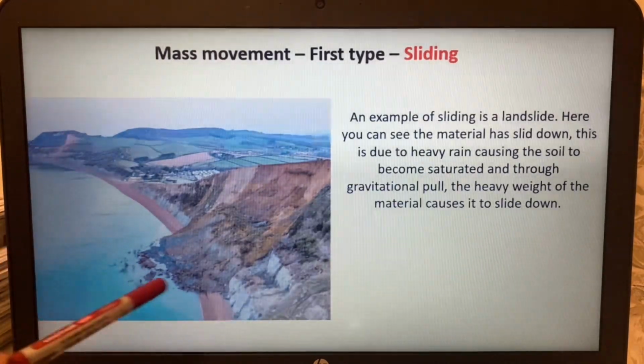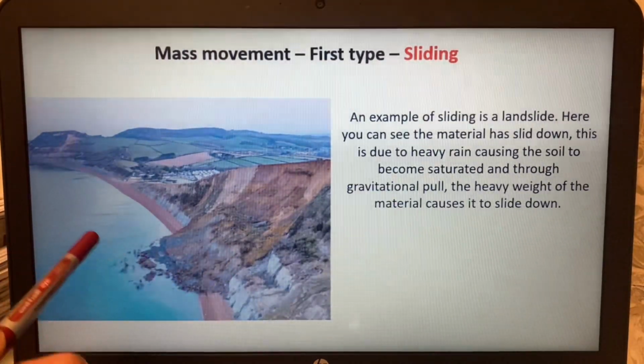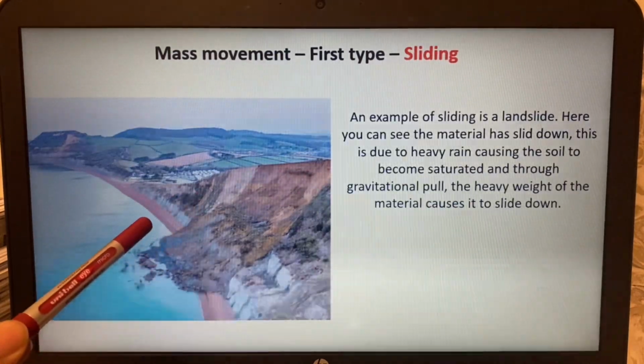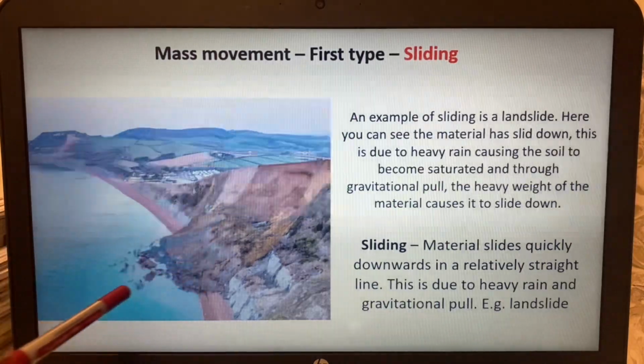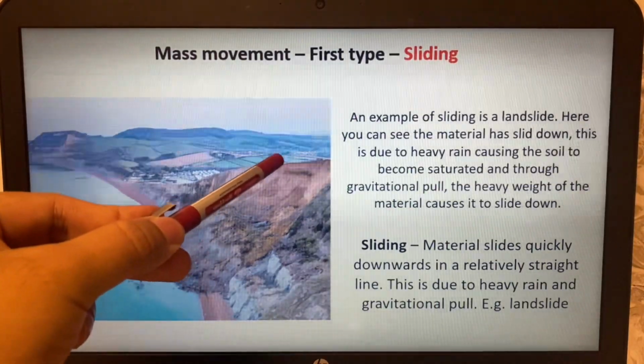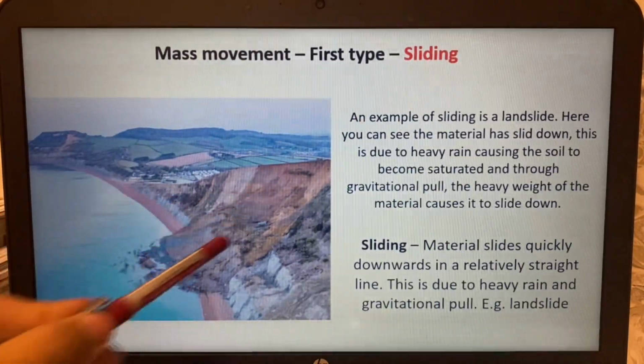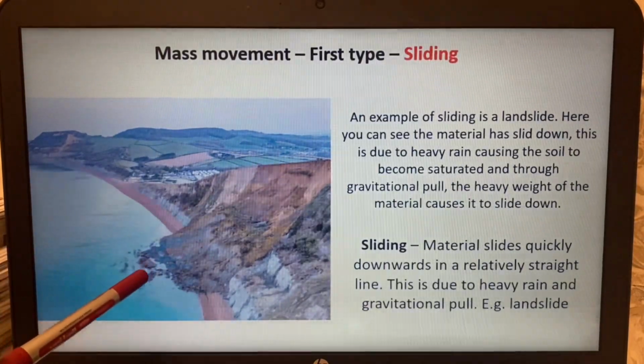The first one's called sliding, or in other words, landslides. As you can see, what is sliding? In other words, it's when material has slid down in a very straight line. Again, due to heavy rainfall, some of these coastlines will experience landslides.